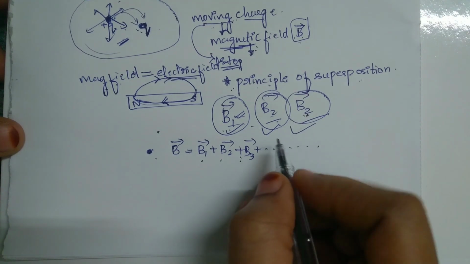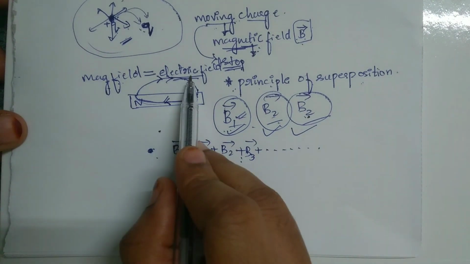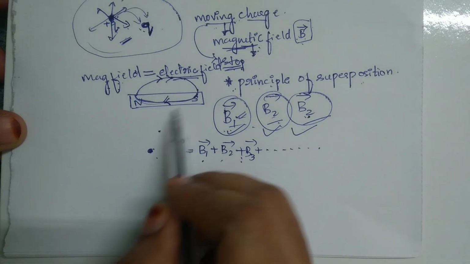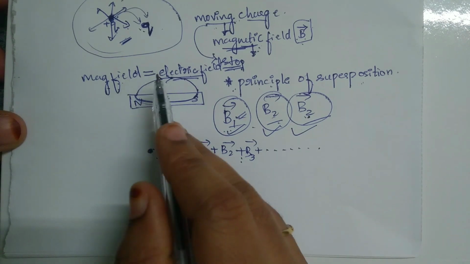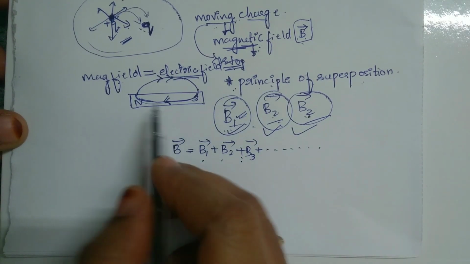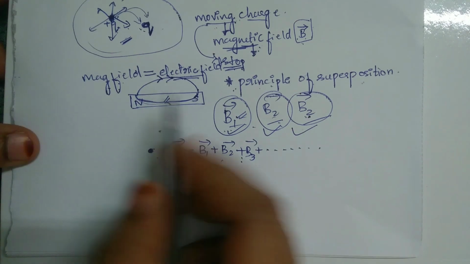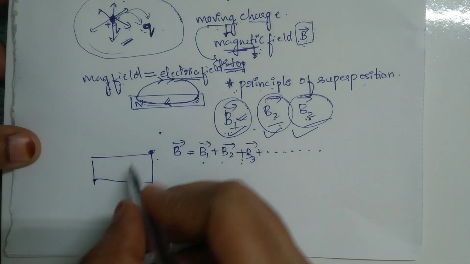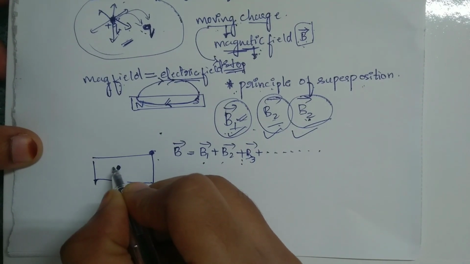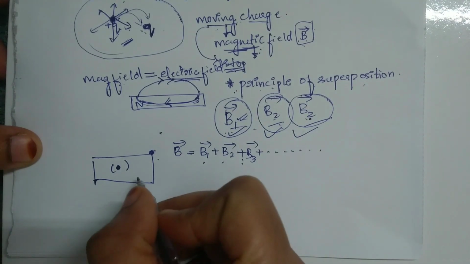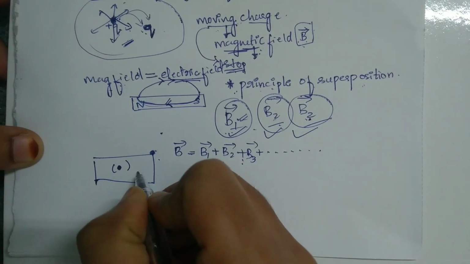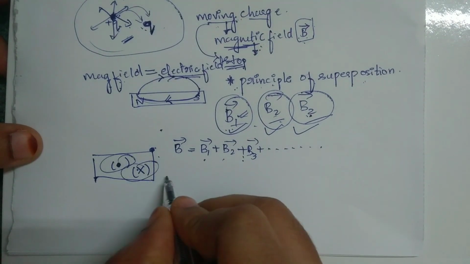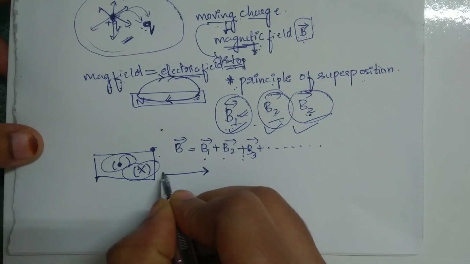As I told, the magnetic field has similar properties to the electric field, except that it forms a closed loop, a closed path without a starting or ending point. If the magnetic field is emerging out of the plane, then it is denoted by a dot. If the magnetic field is going into the plane, then it is denoted by a cross mark. How will you remember this? Suppose you have an arrow, like this.